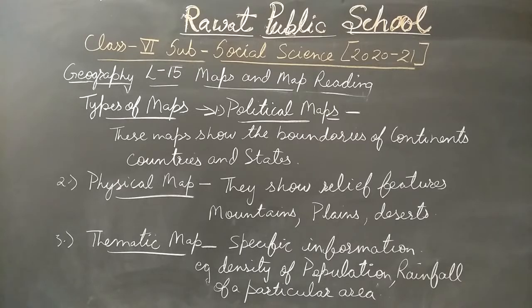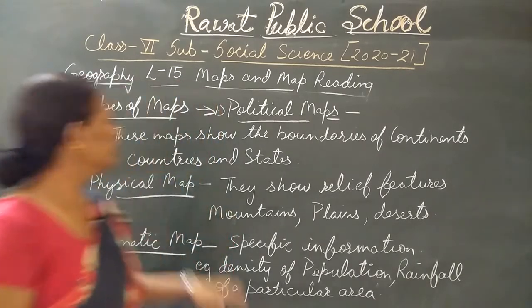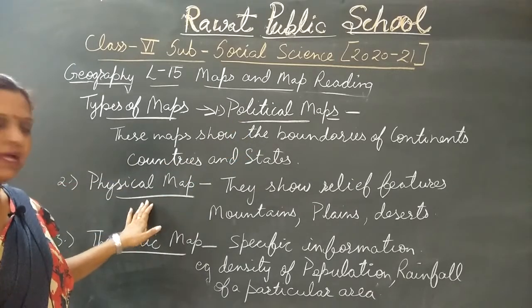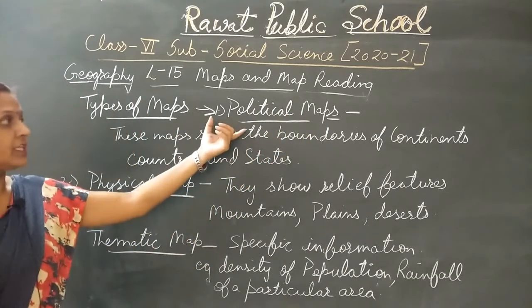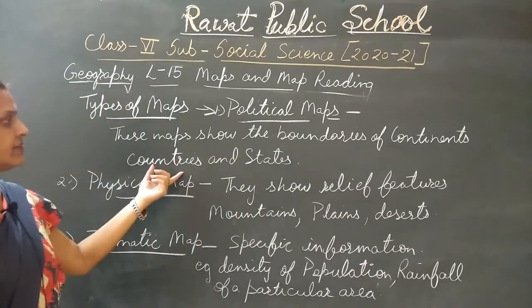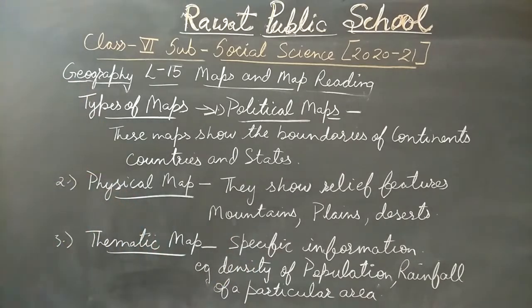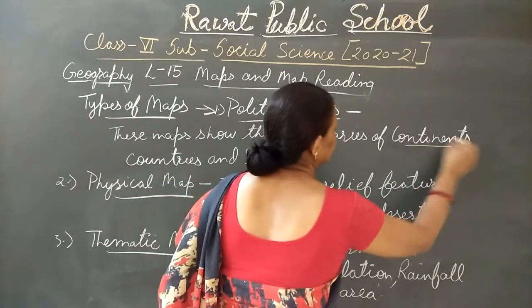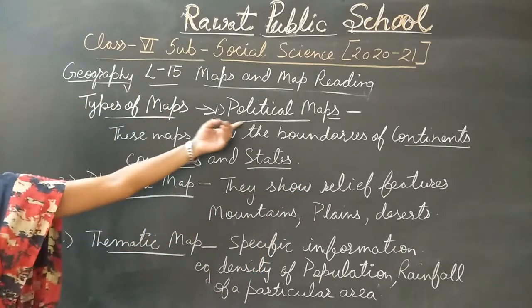Now after studying about maps and uses of maps, the next topic is types of maps. There are three types of maps: political maps, physical maps, and thematic maps. What are political maps? Political maps are those maps which show the boundaries of continents, countries, and states.